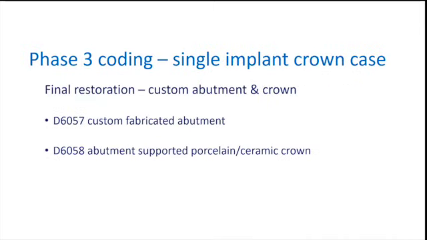And then finally, we get to the third phase, which is the final restoration and custom abutment placement for the crown. Custom abutment fabrication can be coded with D6057, and then the abutment supported porcelain ceramic crown can be placed and reported with D6058.